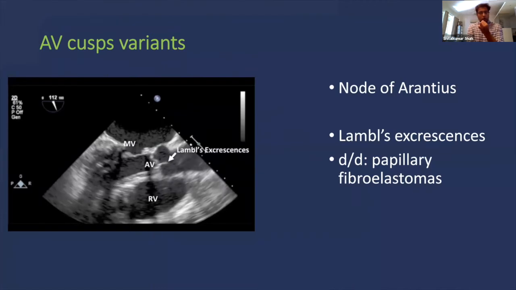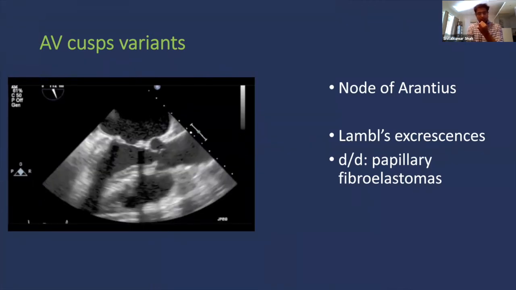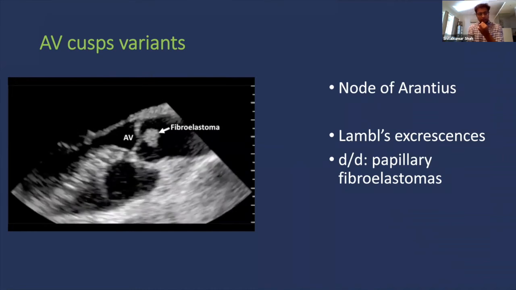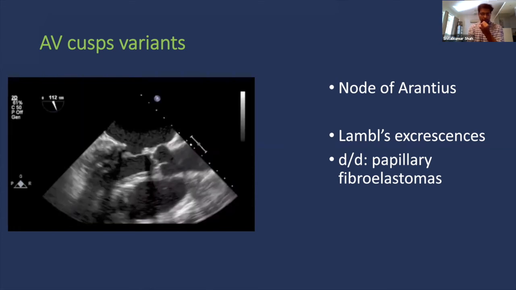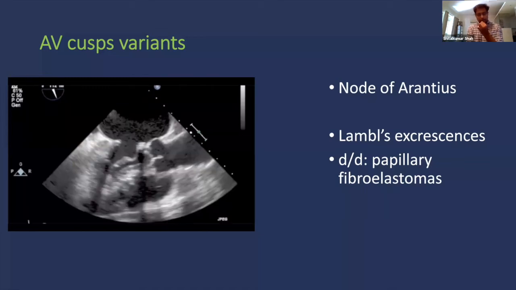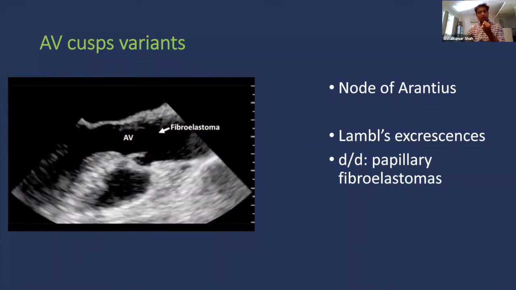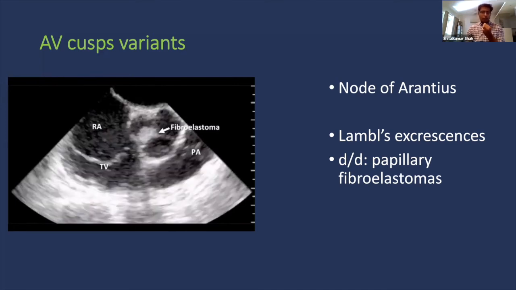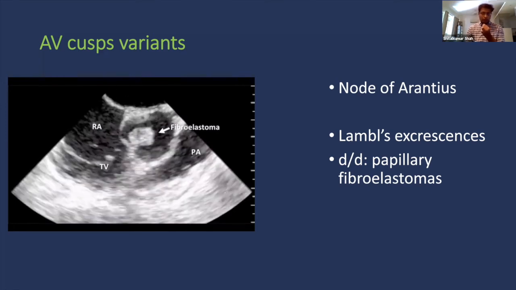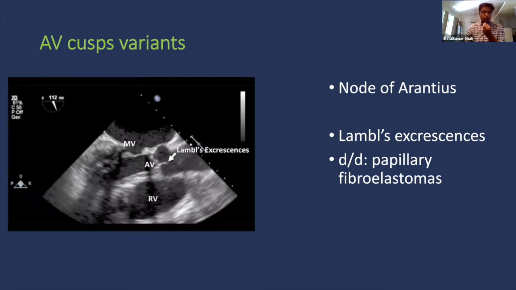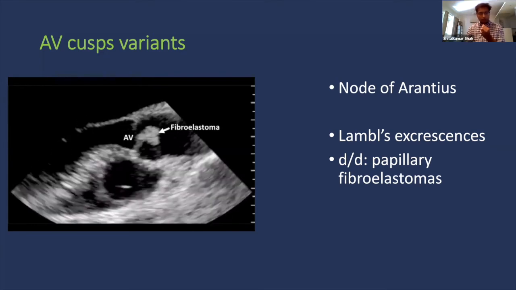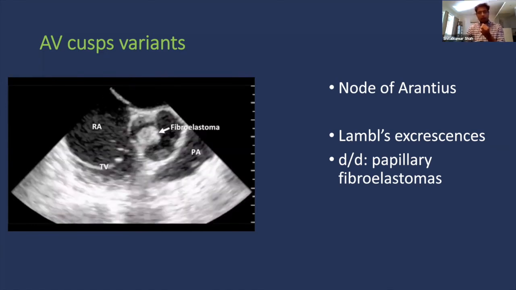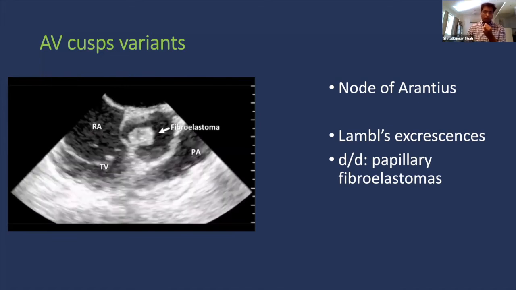The nodule of Arantius is a common anatomical feature present at the center of the valve leaflet. It's more like a fibrous material. It increases in size with age, but has no clinical significance. Similarly, Lambl's excrescences are filamentous structures present on the undersurface and very, very rarely associated with any cerebrovascular incidents. In comparison, the differential diagnosis is the papillary fibroelastoma, which is a primary tumor of the heart. They are very commonly associated with cerebral events.